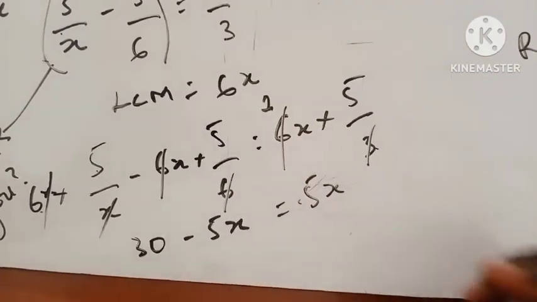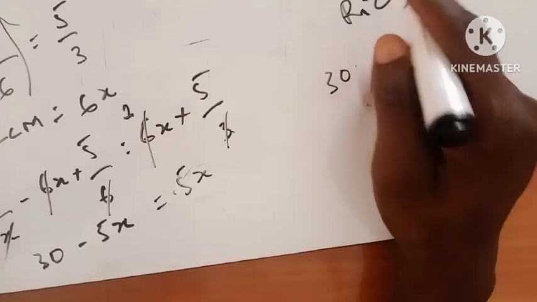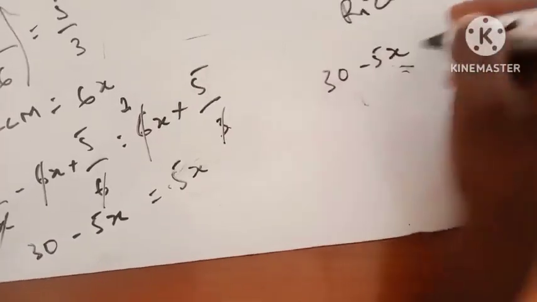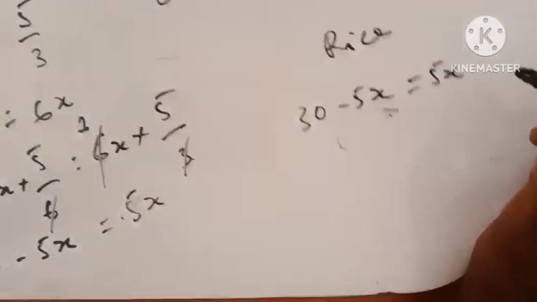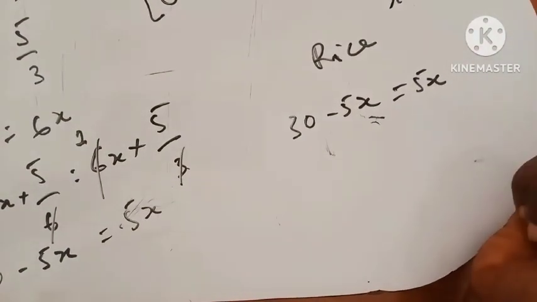Are you there? Okay, so what are we going to do here? Here is the whole thing. Here we have 30 minus 5x, that is equal to 5x. So you group, or you bring, all the 5x into one side of the equation, right?